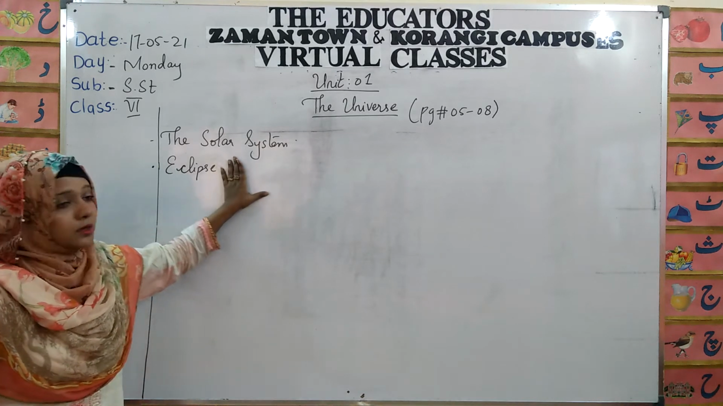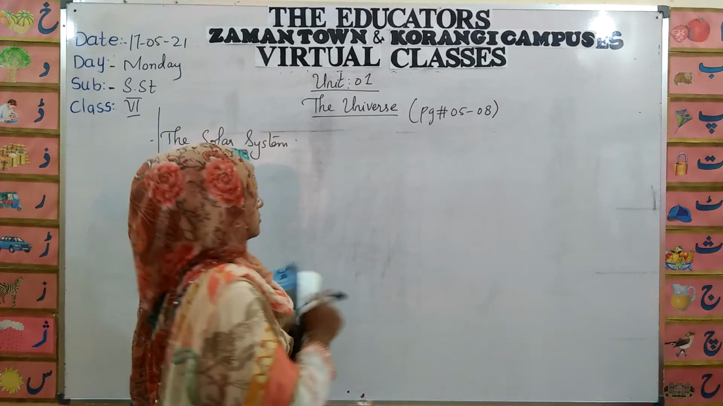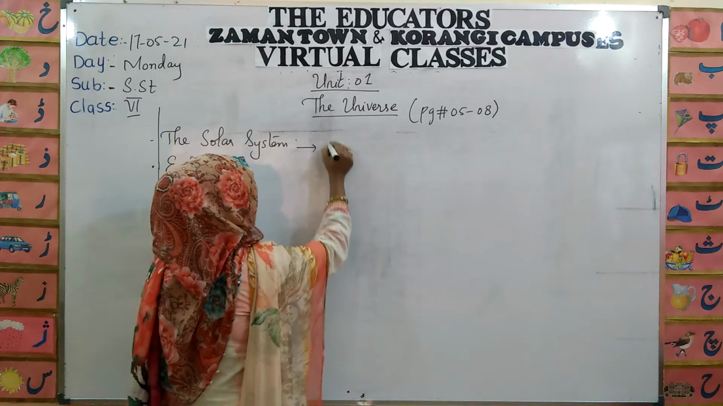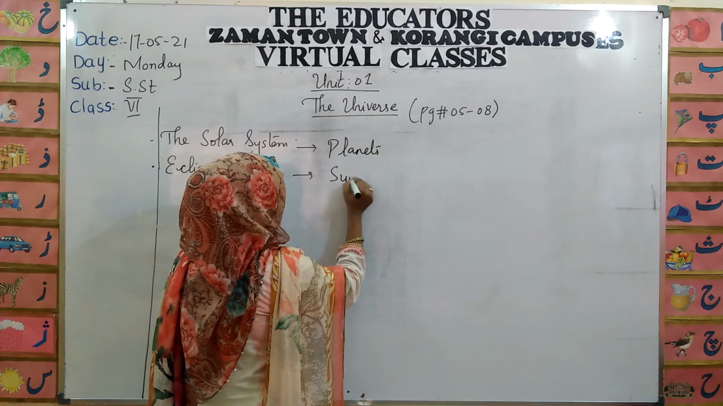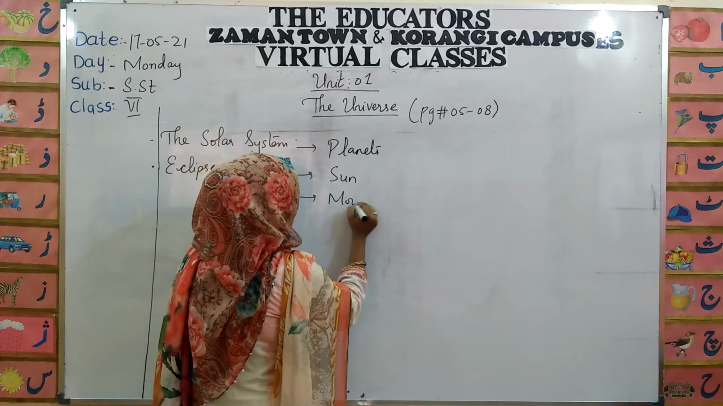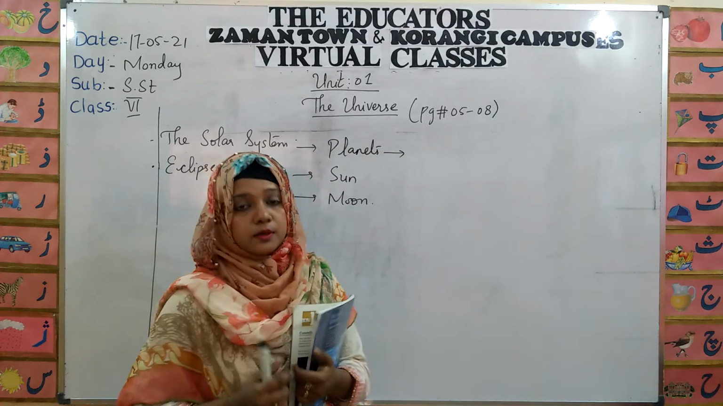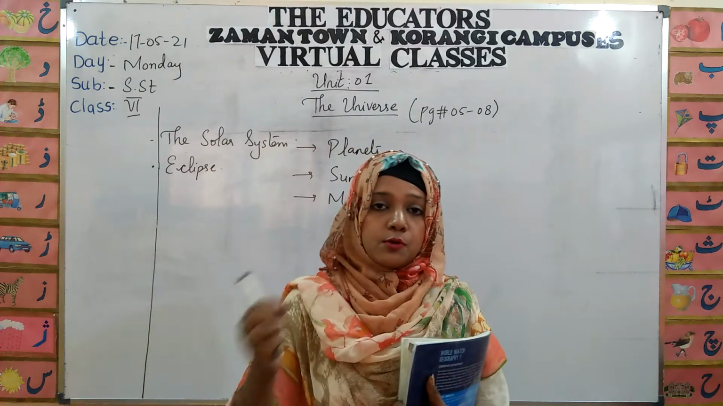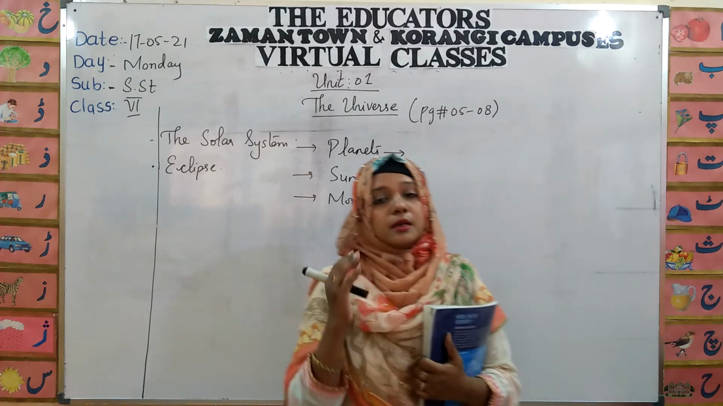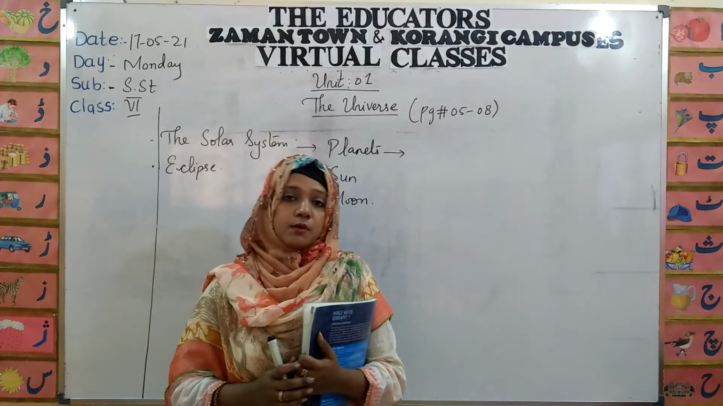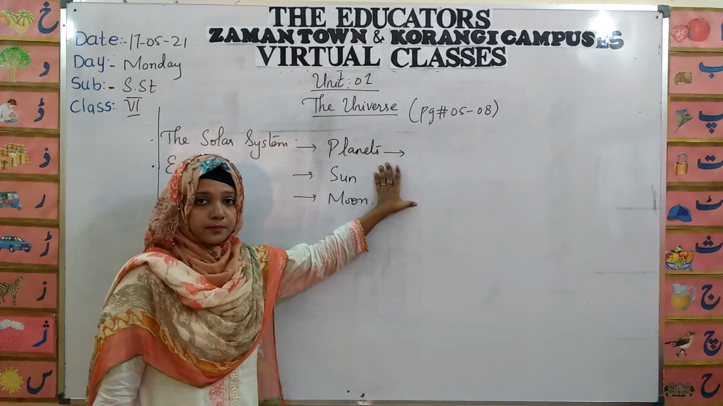What does the solar system comprise of? The solar system comprises the planets, the Sun, and the Moon. How are the planets formed? The basic unit for the formation of the planets is again the nebula. But the rock materials of the nebula tend to form the planets.